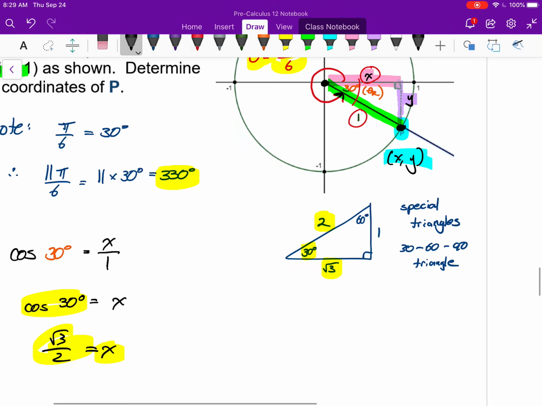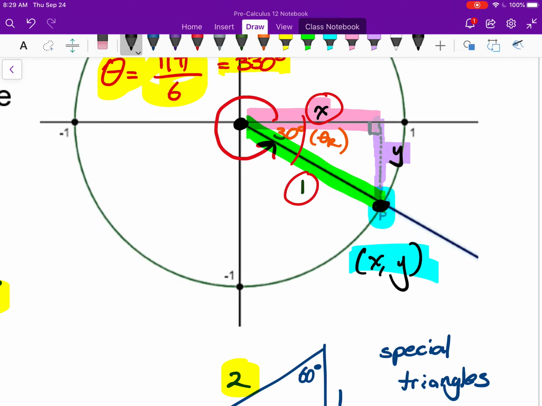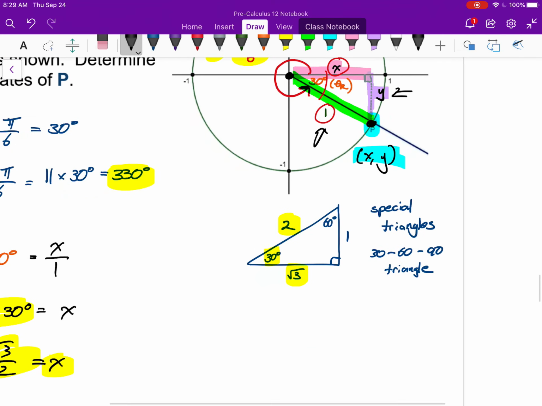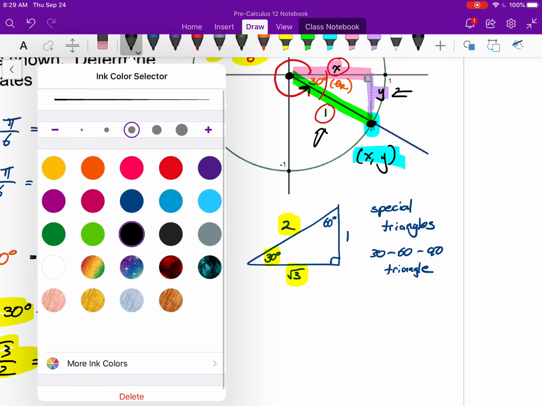And same idea for finding y. If I want to find y right here, from 30 degrees, y is opposite to the angle. And again, 1 is the hypotenuse. Opposite and hypotenuse is sine. So if I use the sine of 30, I can find that y distance.